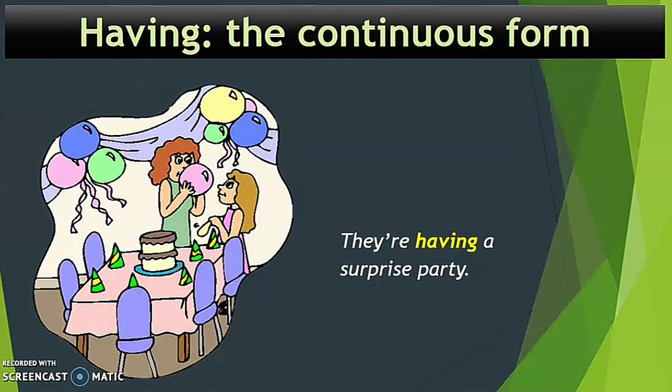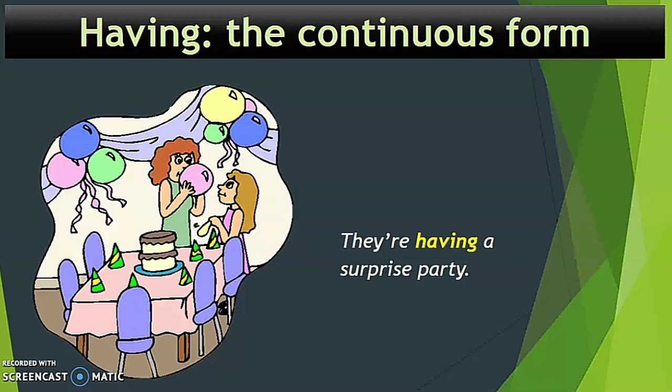The next type of usage is of another form of have, which is the continuous form, having. A few examples: they are having a surprise party. Over here, we use the continuous form to talk about an activity that is planned for a future time. Another usage of the continuous form, we can use it to talk about an activity that is happening. For example, she's having a bath right now.